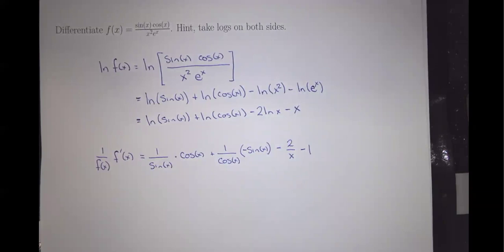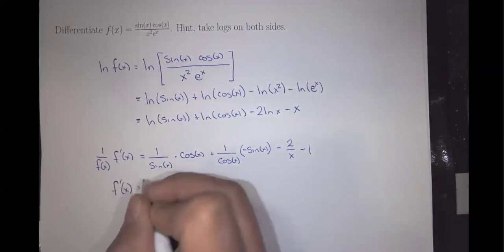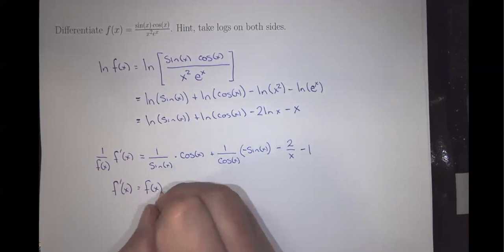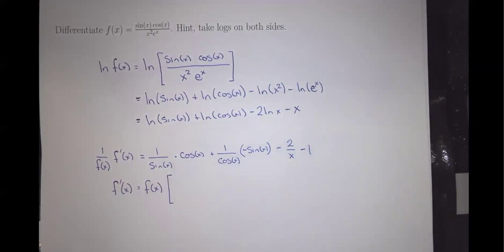All right. So let's do a little cleaning up. I'm going to combine these two fractions. And in fact, I might as well combine this. Let's combine it all into one fraction. And I'm going to move the f of x over here, so that way I solve for f prime of x. So it's f of x times all this stuff here. All right, common denominator here is going to be sine x times cosine x times x.